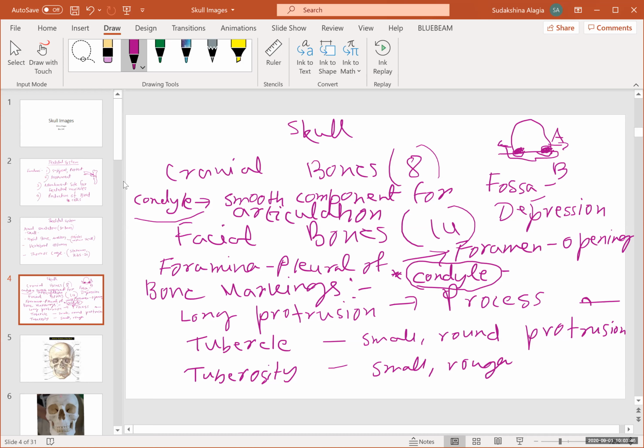So if you have ideas of what these stand for, then you won't have to memorize. Just trying to memorize the names on the bone won't be helpful. There are just too many of them.